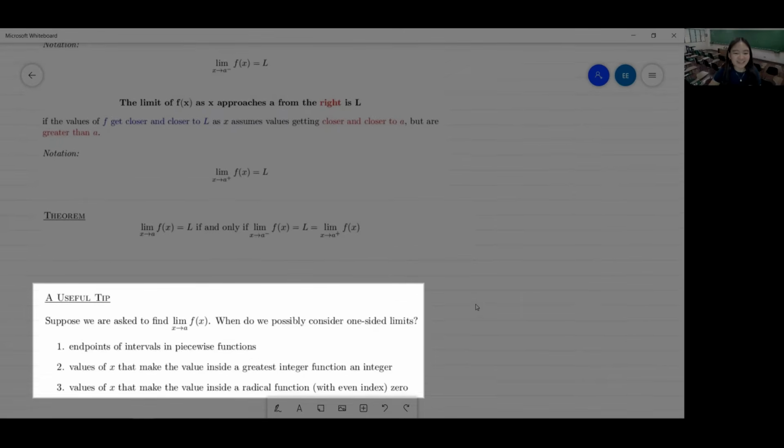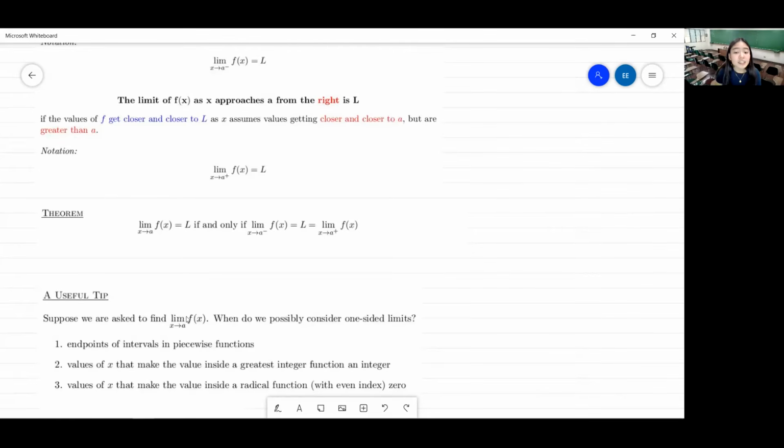I have one tip here that I want us to note. There are certain functions where the definition of f is ambiguous if we consider a two-sided limit. Whenever there are functions like that, we need to consider one-sided limits. What are those functions whose definition is possibly ambiguous on either side of A? I put them here as a tip for you. The first one is piecewise functions, functions that usually have a bracket involved, whose definition changes for different values of x.